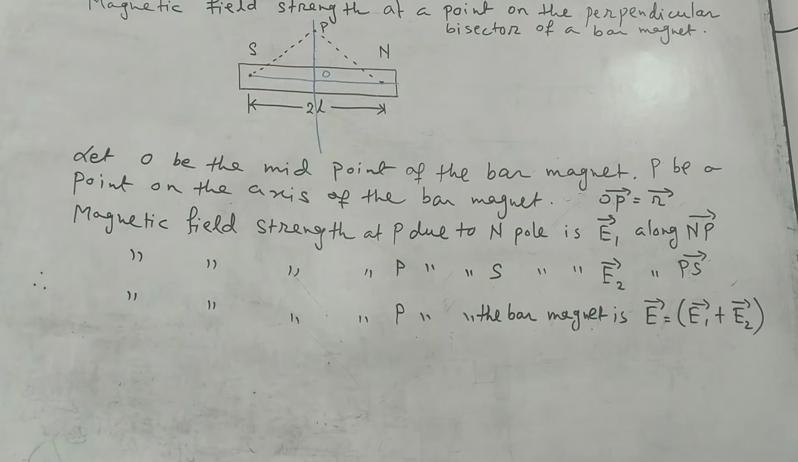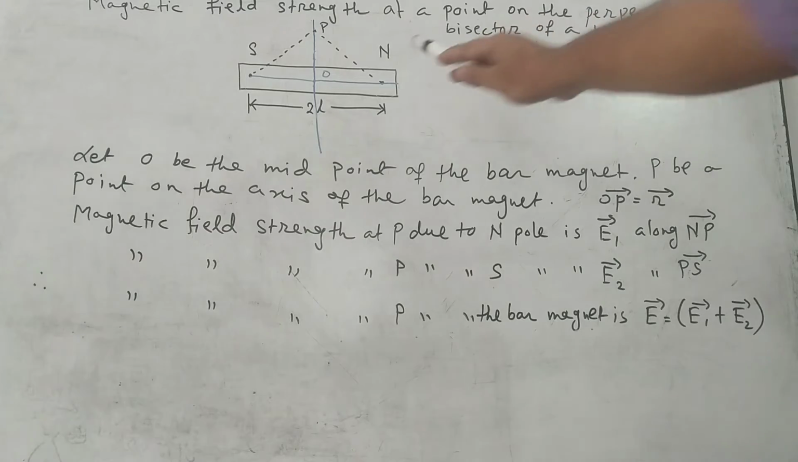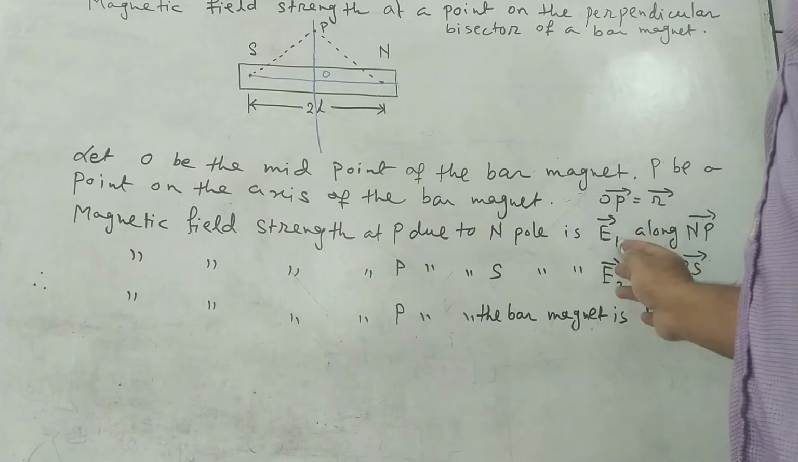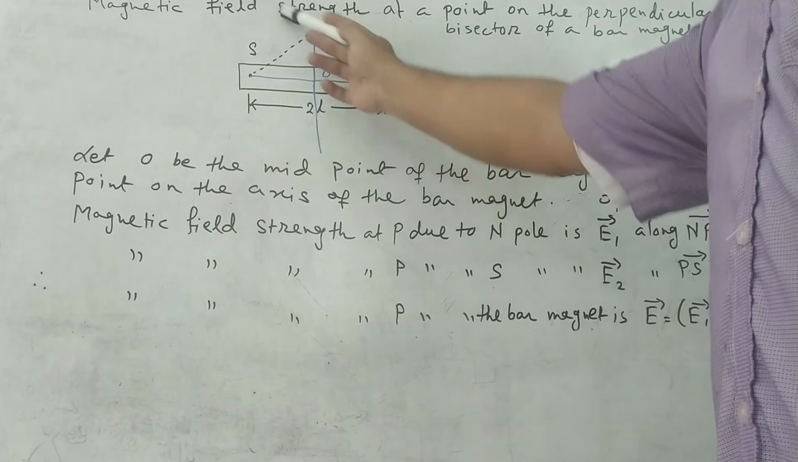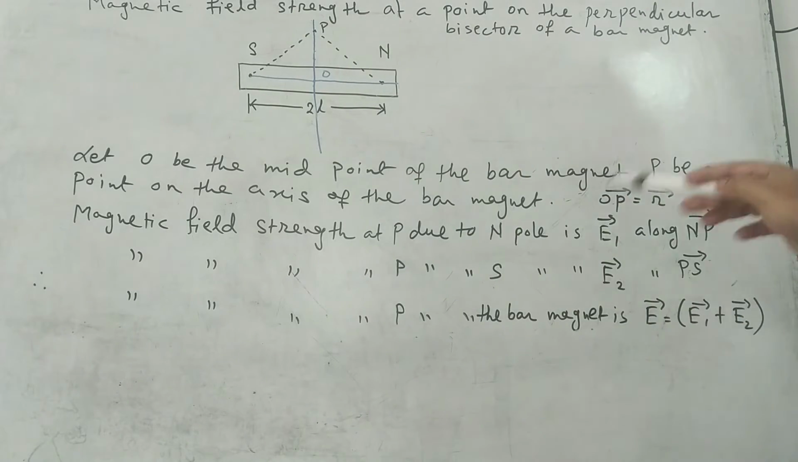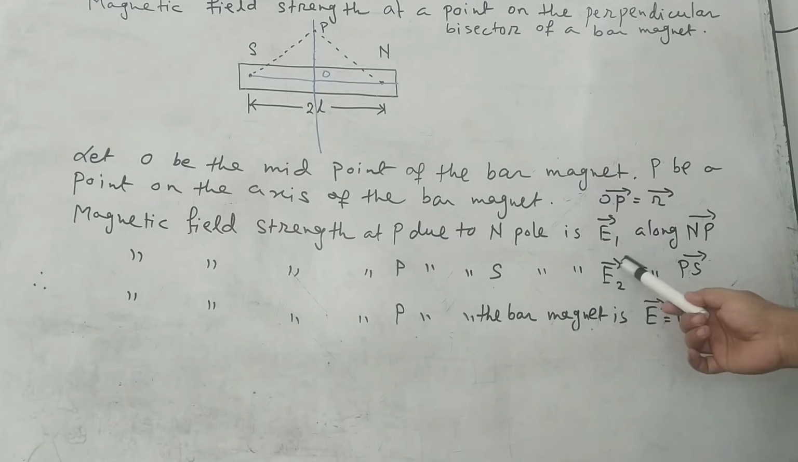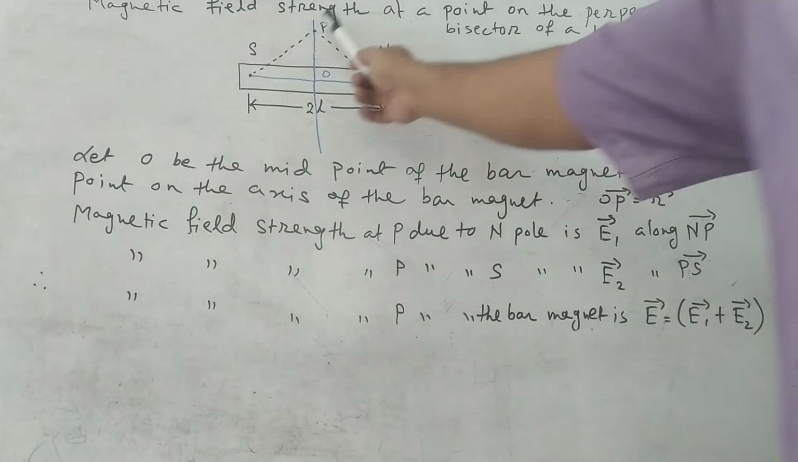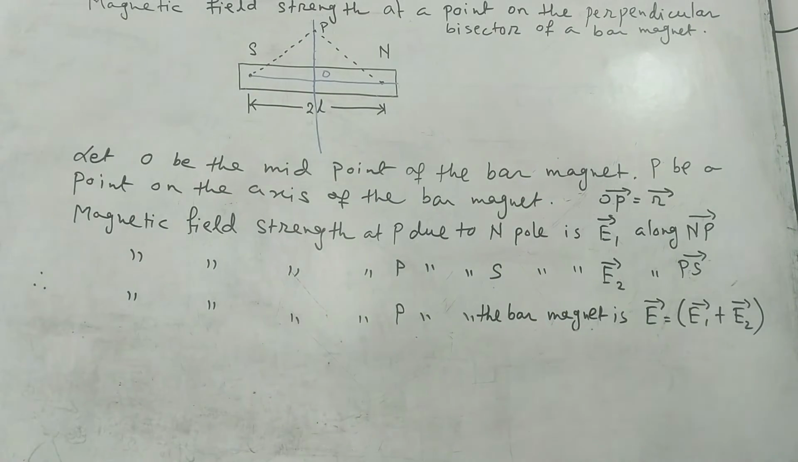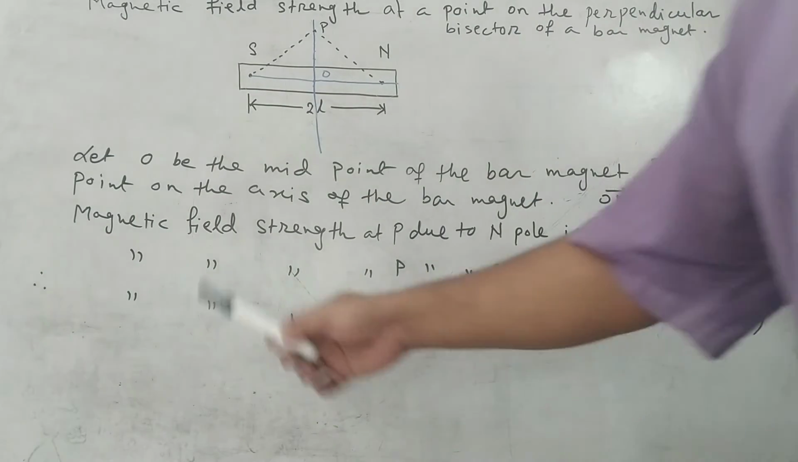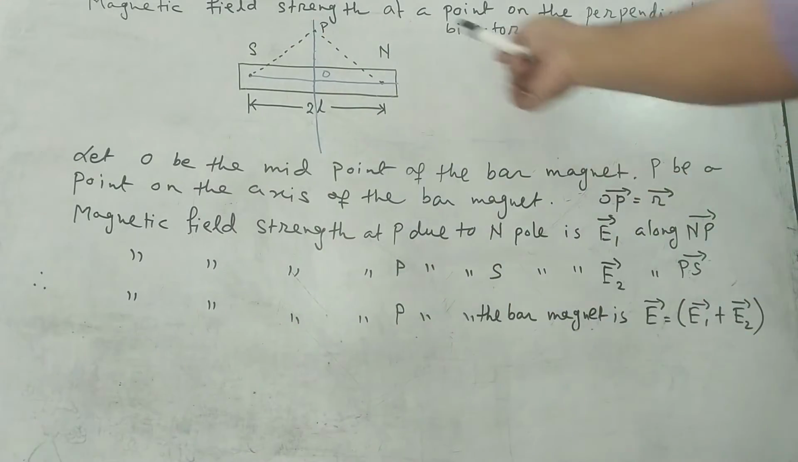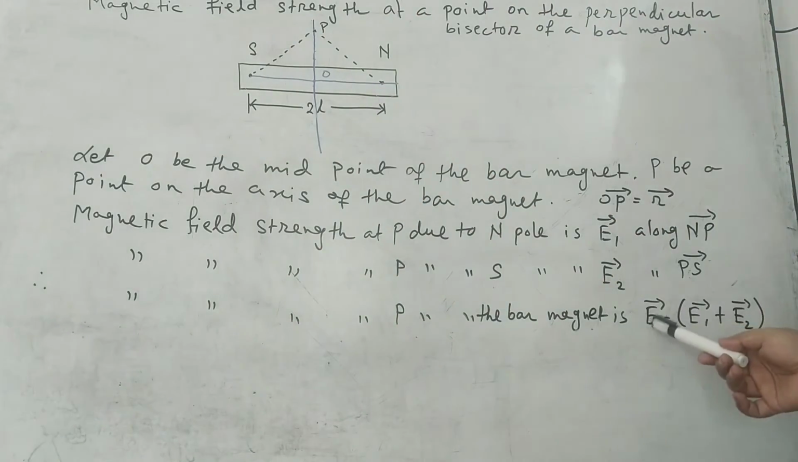Now the magnetic field strength at P due to the north pole is E1 and it acts along the NP direction, and the magnetic field strength at P due to the south pole is capital E2 vector and it acts along the PS direction. Therefore, the magnetic field strength at the point P due to the whole bar magnet is E vector, which is equal to the resultant of E1 vector and E2 vector.